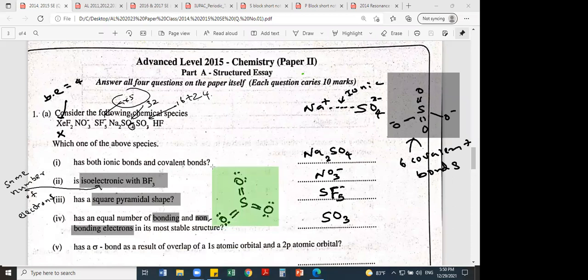Each oxygen has 2 lone pairs. So in total, how many now? You get the total non-bonding electrons as 4 into 3, 12.